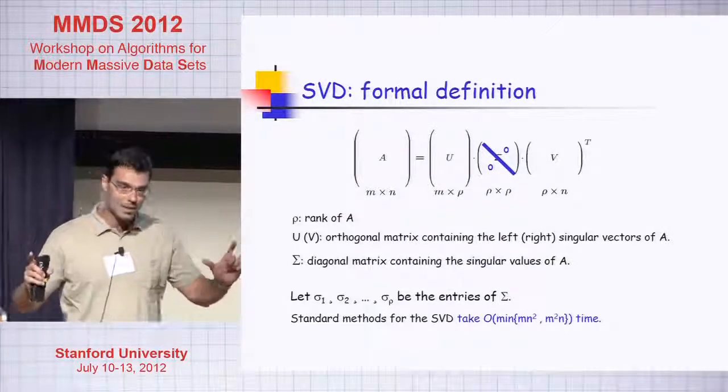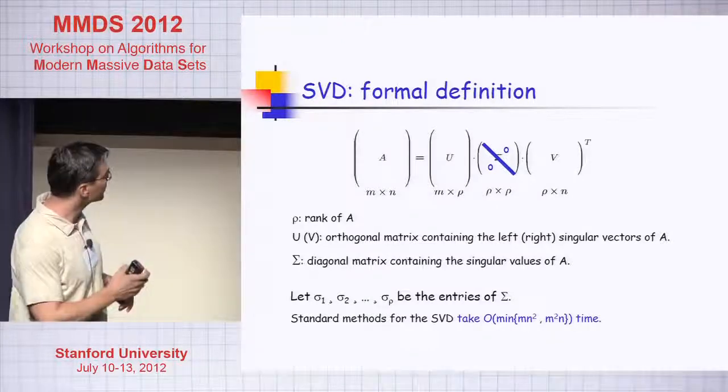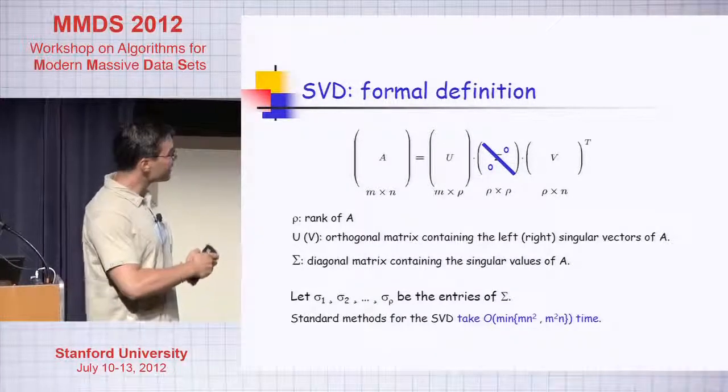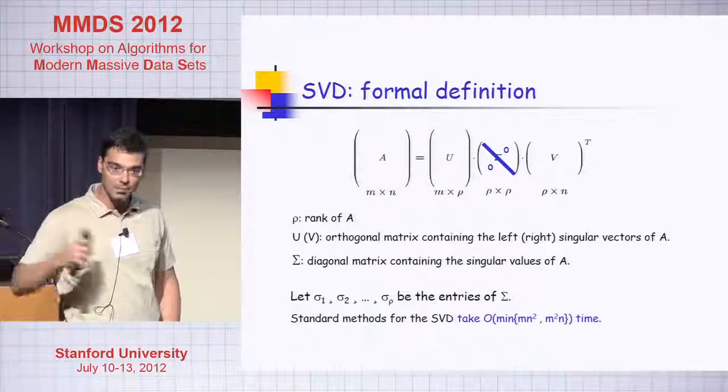Let me reveal the probabilities, which is what I really want to talk about here. First of all, I need to make sure we all know the singular value decomposition. You have a matrix A. You can break it up as U sigma V transpose.